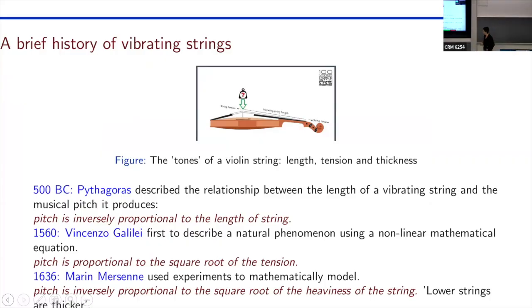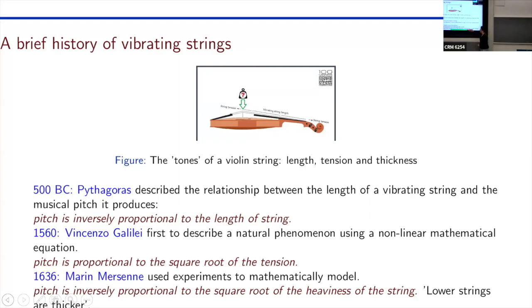So let's go back to the history. It took almost 1,000 years before Galilei, not Galileo, but Vincenzo Galilei, described the fact that on these strings the pitch is proportional to the square root of the tension. What's kind of cute about this is, I think this may be the first instance of a natural phenomenon being described by a non-linear relationship. And he was interested in strings.